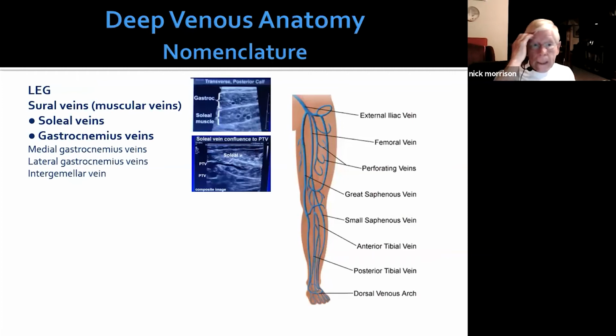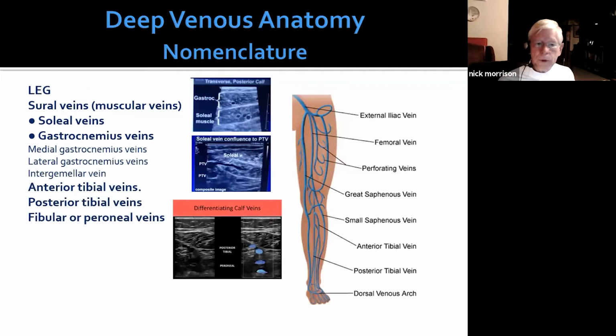And down in the leg, in the deep veins, there's the muscular veins, the soleal and gastrocnemius veins. Gastrocnemius veins on top, the soleal veins beneath. And you can see on the diagram on the right, it starts with the dorsal arch, posterior to anterior tibials and the perineals, small saphenous, great saphenous, perforator veins in the calf and thigh, the femoral vein, and then finally up to the external iliac vein.